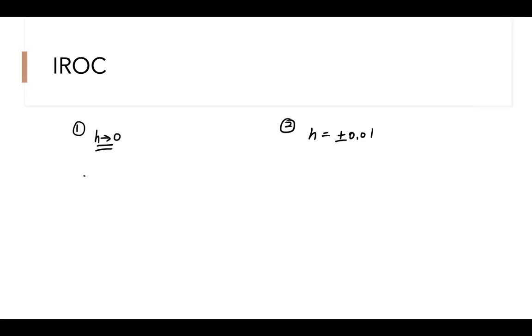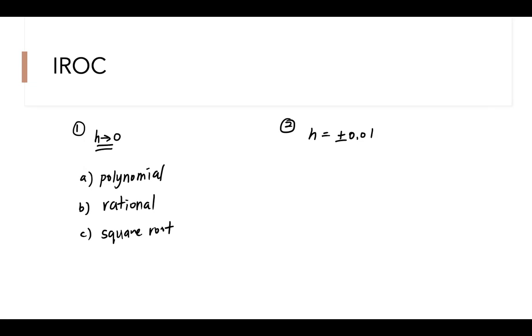So the first one will be any type of polynomial equation. You would say let h approach 0. Also, you could apply this method for a rational function and a square root function. Okay.